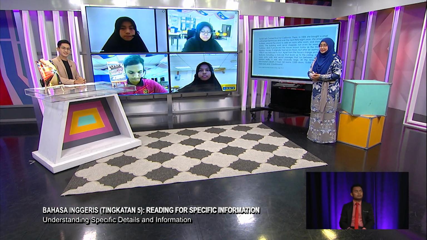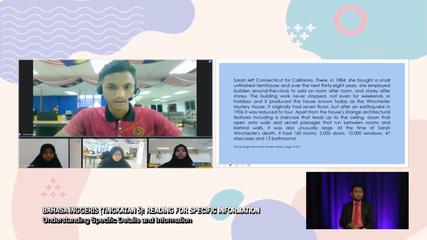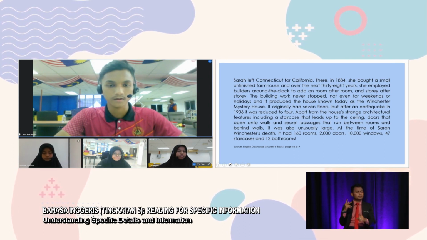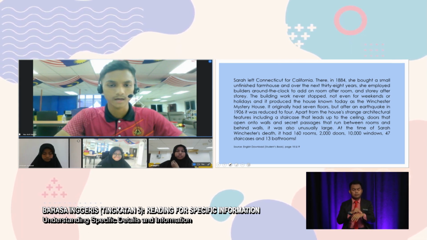Arif. Sarah left Connecticut for California. There, in 1884, she bought a small, unfinished farmhouse, and over the next 38 years, she employed builders around the clock to add on room after room, story after story. The building work never stopped, not even for weekends or holidays, and it produced the house known today as the Winchester Mystery House. It originally had 7 floors, but after an earthquake in 1906, it was reduced to 4.